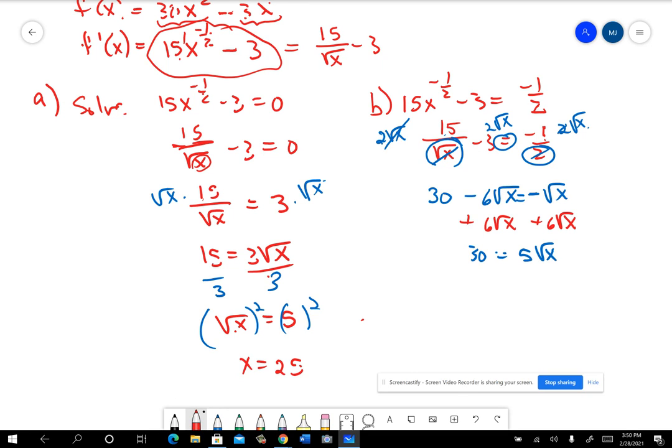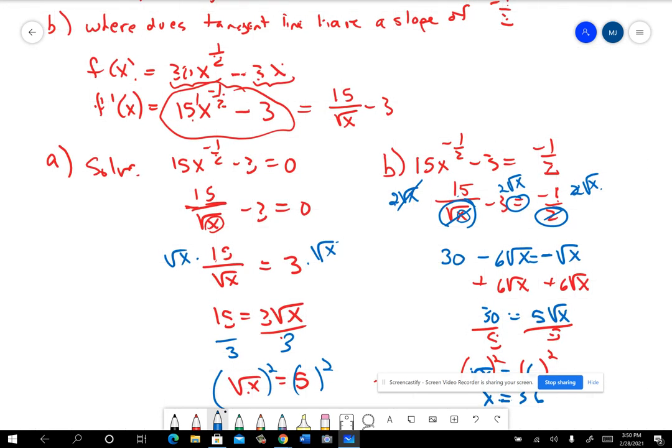Divide by the 5, and you'd get that the square root of x is 6, and so x would equal, you have to square both sides, so x would equal 36. And 36 doesn't cause you to get anything undefined, so that should be okay.